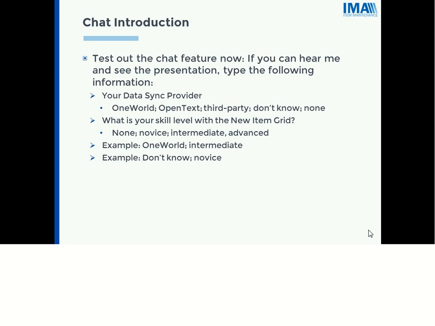But if you can hear me and you can see the presentation, please type the following information. Your data sync provider, whether you use OneWorld, OpenText, third party, maybe you don't know which one you use, or none. And then what is your skill level with the new item grid? It could be none, novice, intermediate, or advanced. So for example, OneWorld intermediate, or don't know novice. So again, your data sync provider, and then your skill level with the new item grid. And I'll come back to these in just a few slides.